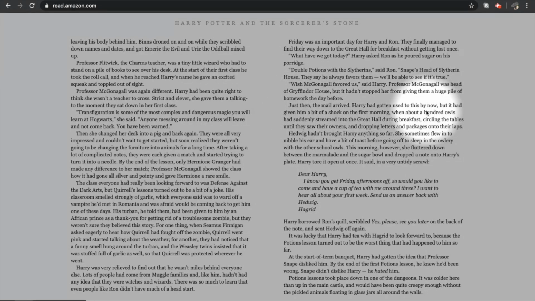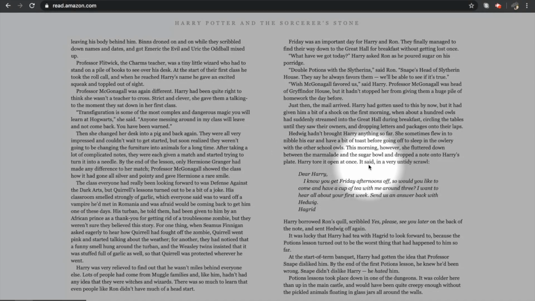Harry had gotten used to this by now. It had given him a bit of a shock on the first morning, when about 100 owls had suddenly streamed into the Great Hall during breakfast, circling the tables until they saw their owners, dropping letters and packages onto their laps. Hedwig hadn't brought Harry anything so far. She sometimes flew in to nibble his ear and have a bit of toast before going off to sleep in the owlery with the other school owls. This morning, however, she fluttered down between the marmalade and the sugar bowl and dropped a note onto Harry's plate.